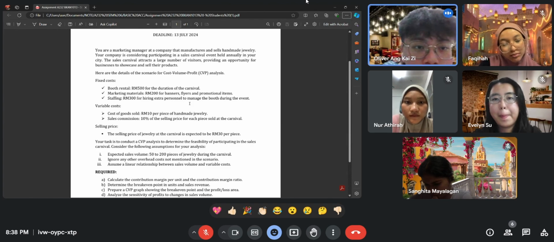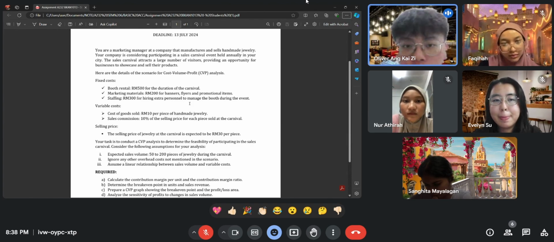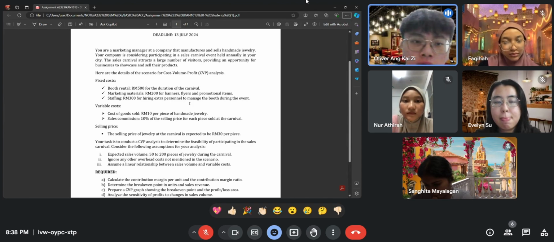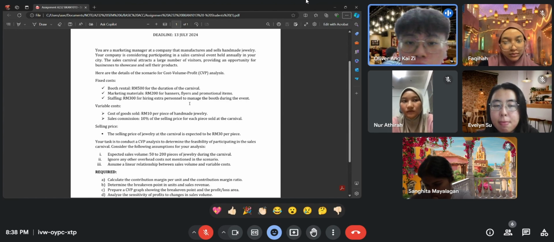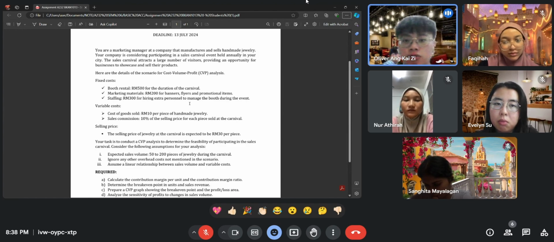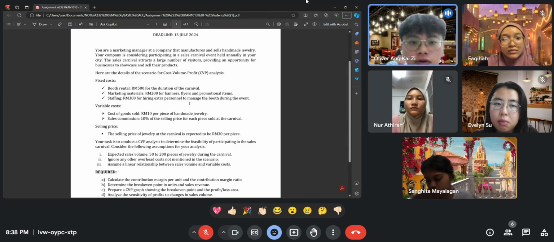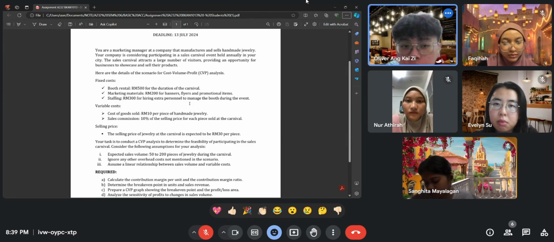For the fixed costs, booth rental is 500 ringgit for the duration of the carnival. Then marketing materials is 200 ringgit for banners, flyers, and promotional items. Then staffing is 300 ringgit for hiring extra personnel to manage the booth during the event.